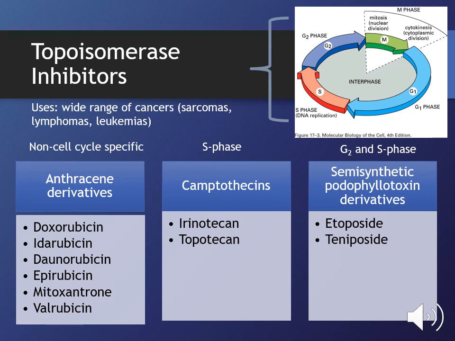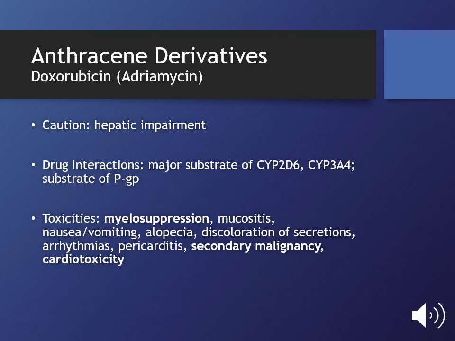As a class, they are non-cell cycle specific, but if you look at the individual subclasses, some of them work in specific areas of the cell cycle. So the most widely used and best understood anthracene derivative is doxorubicin, also known as adriamycin. It is metabolized in the liver, so you want to exercise caution in patients who have hepatic impairment. It does go through the following pathways that I've listed here for your information, and therefore there are quite a few drug-drug interactions that may come into play.